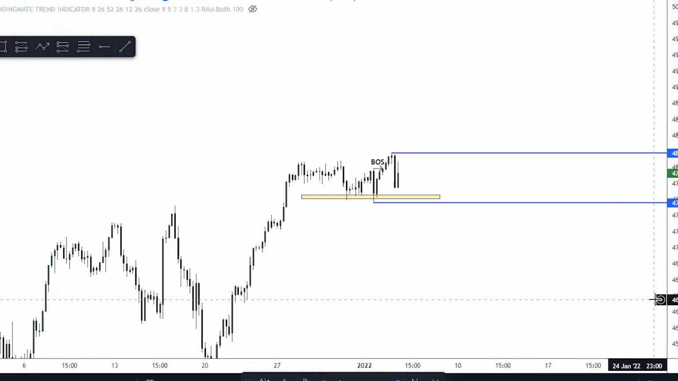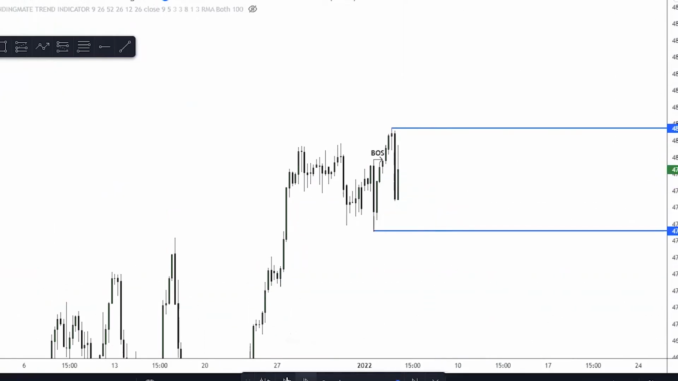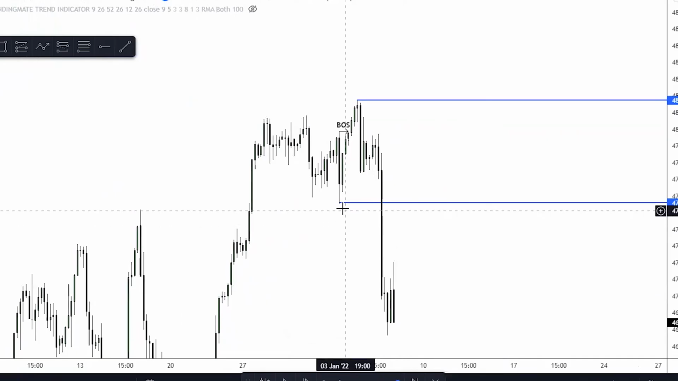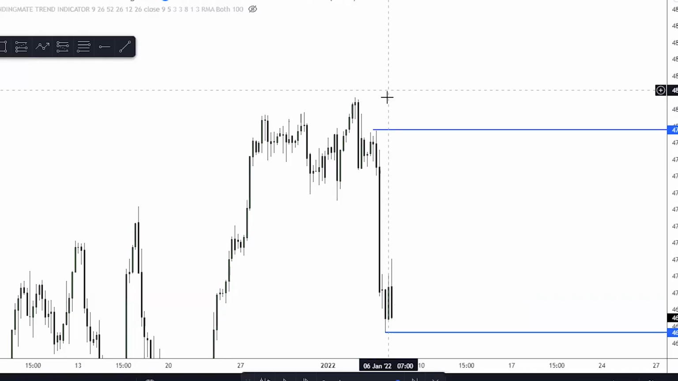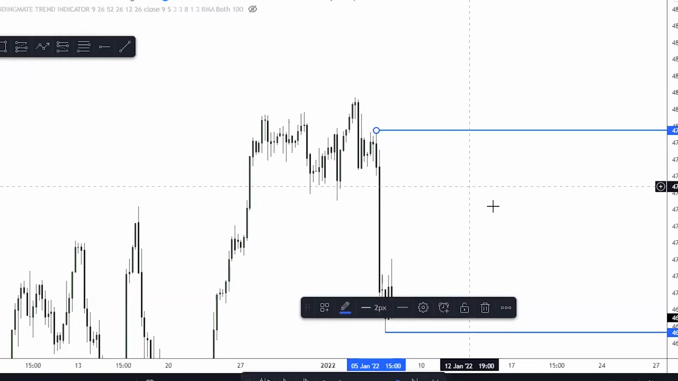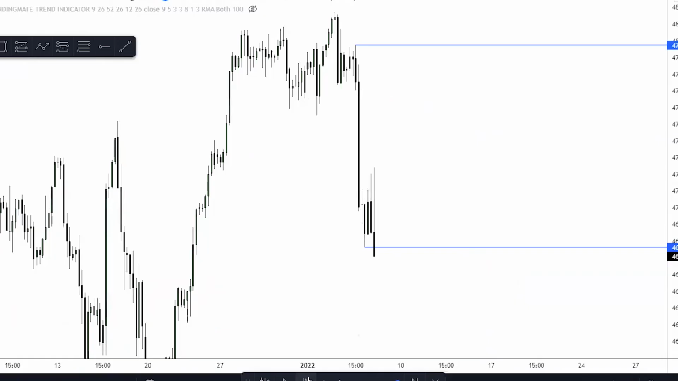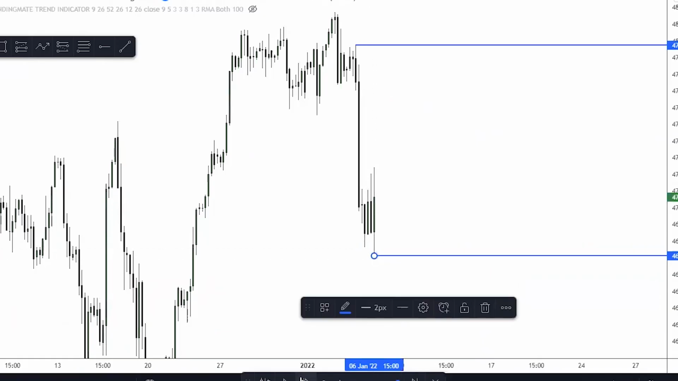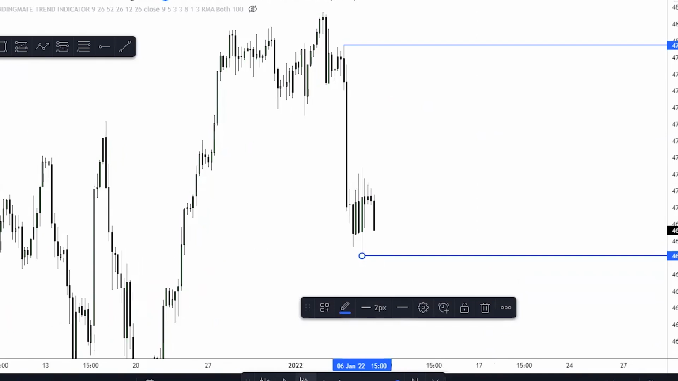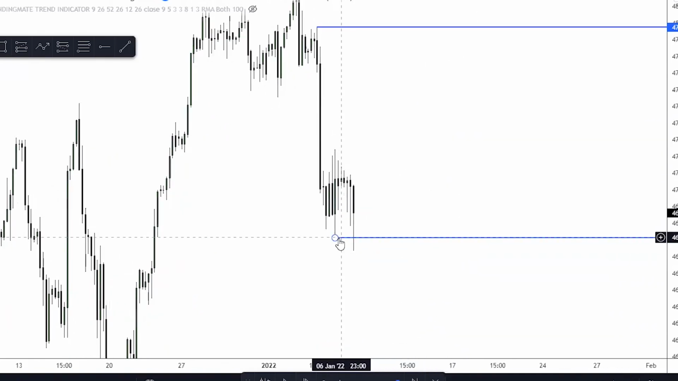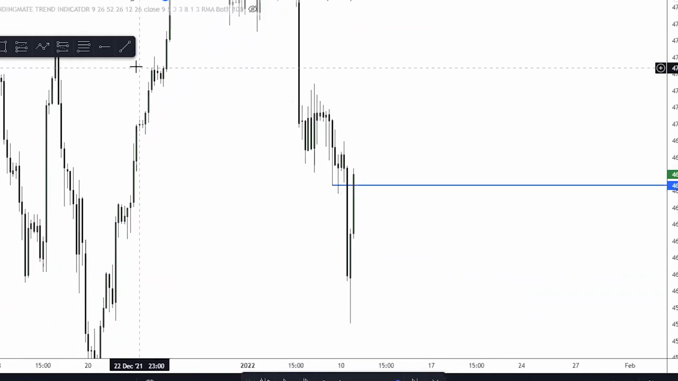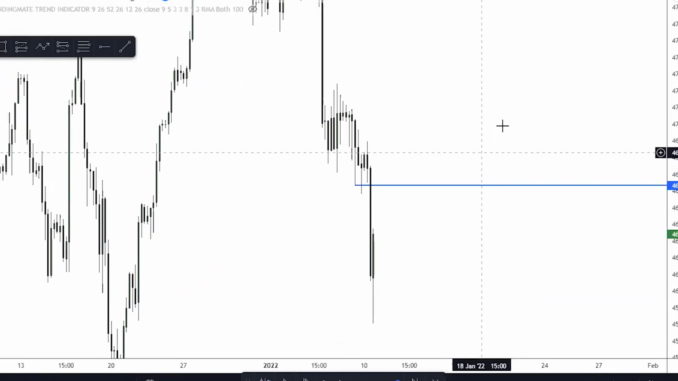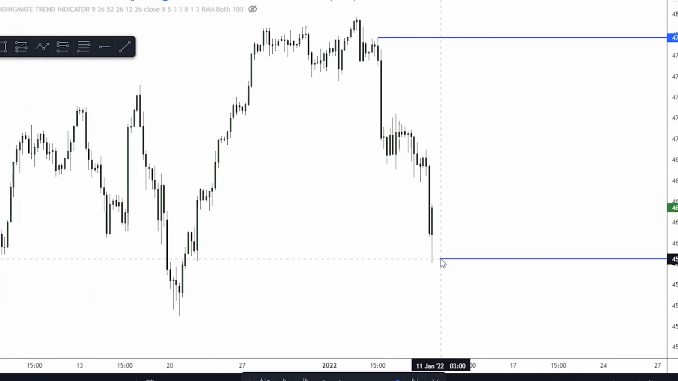So let's see more structure. Okay, so first low. Wait for the second low if you want to look for short. Not really yet. Okay. Oh, I think I can look for a long now. Too fast, sorry. So we got the second low.